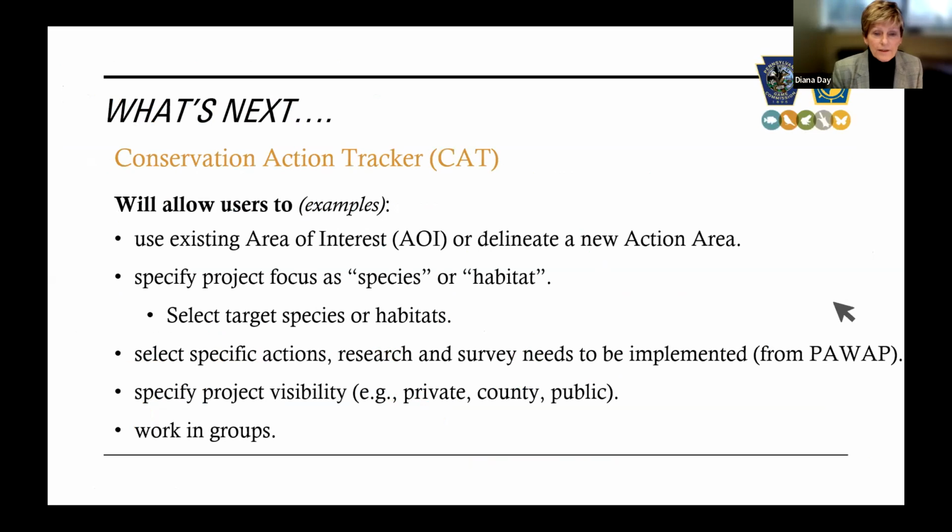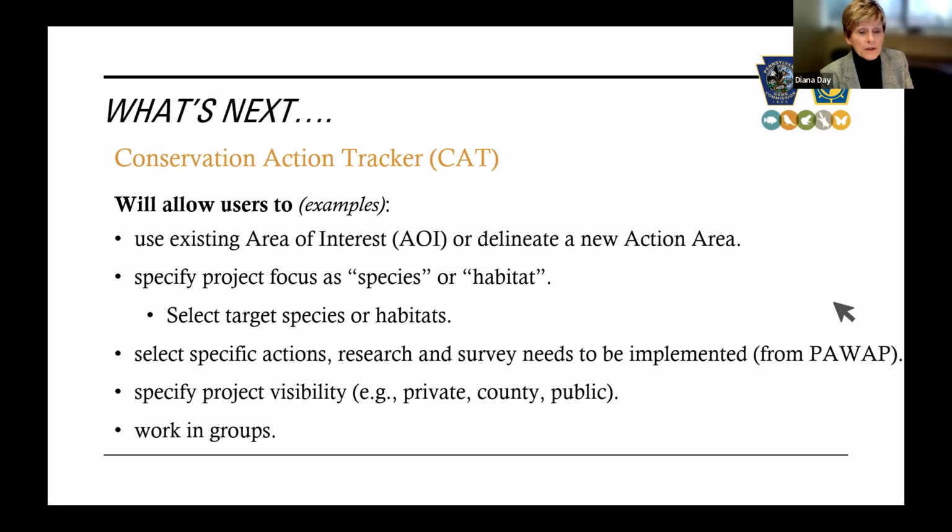So I mentioned that we have an enhancement forthcoming, and we're calling it the Conservation Action Tracker, or CAT. This tool will allow users to use an existing area of interest. So as you've gone in and created an area of interest through the Conservation Opportunity Area tool, you'll be able to use that area of interest, or you'll be able to delineate a new action area.